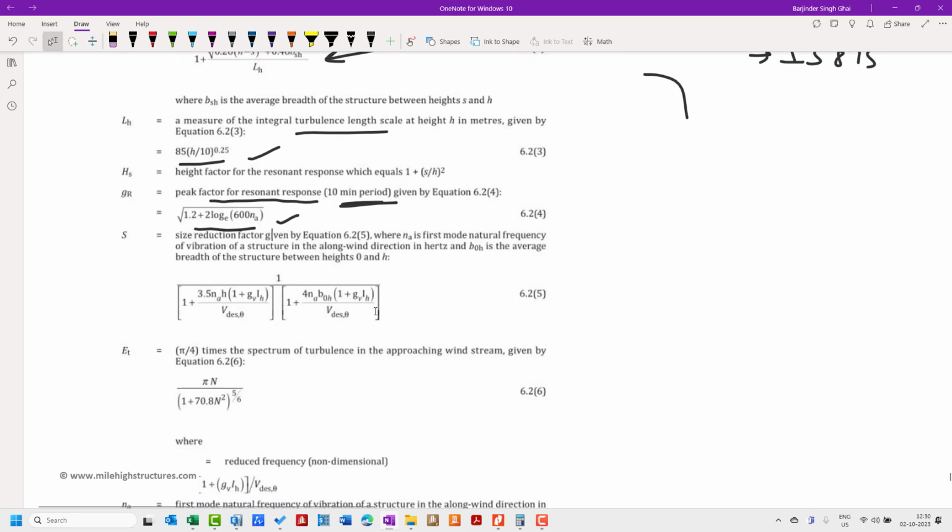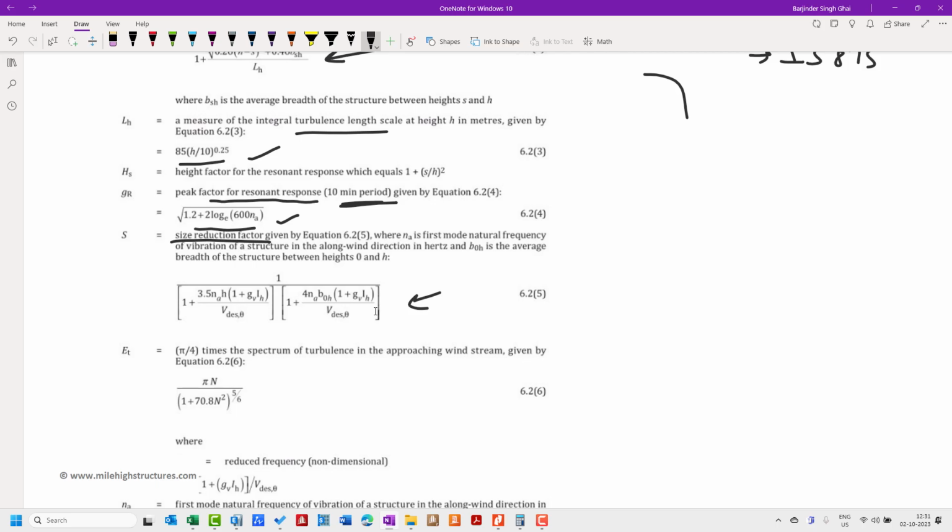After that, the size reduction factor S. Although other countries' codes also use the size reduction factor, this equation is a little bit different when we compare it to the other country codes. So in here, there are these values: 3.5, NAH, V design theta is the design wind speed.